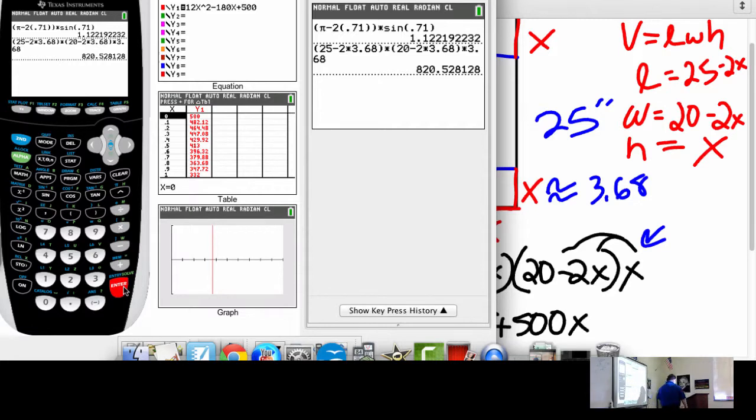820.5 units. Let's see what the book says. You're right. Yep. Now, your textbook had another solution at 11, but we can't choose 11 because it's too large of a number.